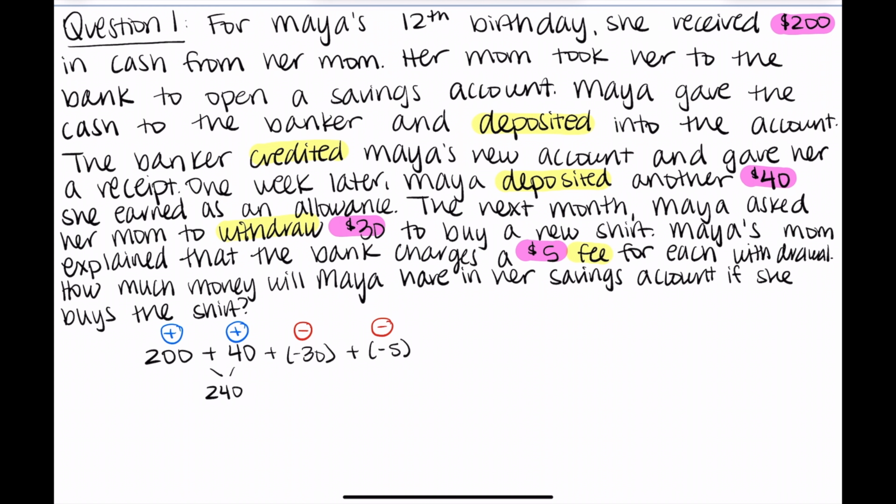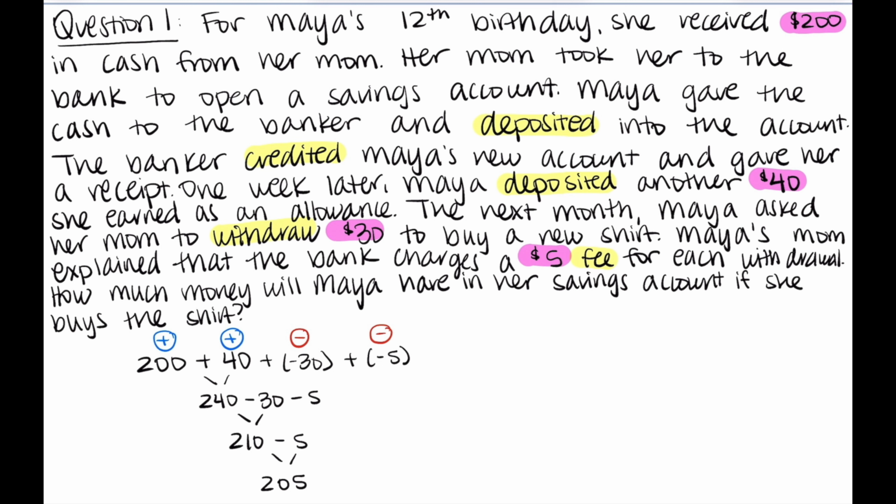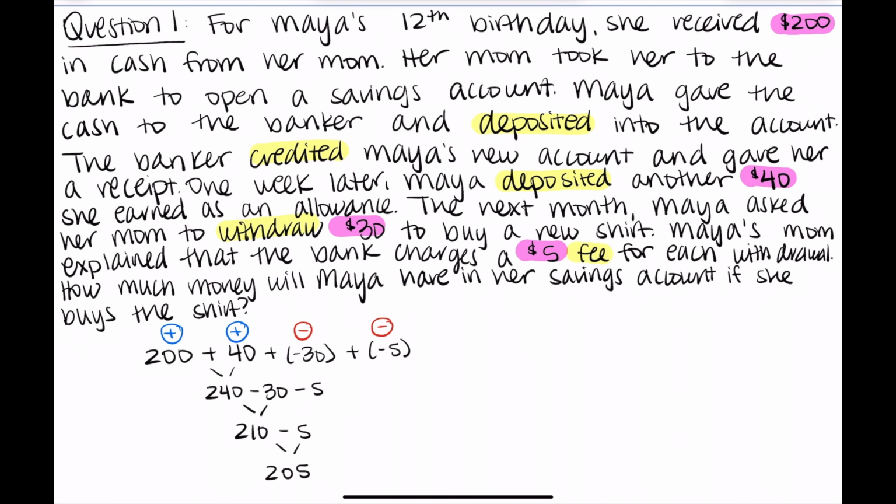And now we'll go through and just add and subtract. We know that 200 plus 40 is 240. We know if we add by a negative, it's the same as subtracting, right? So 240 minus 30 gives us 210. 210 minus 5 gives us 205. So 205 would be our final answer for our first question, our banking question.